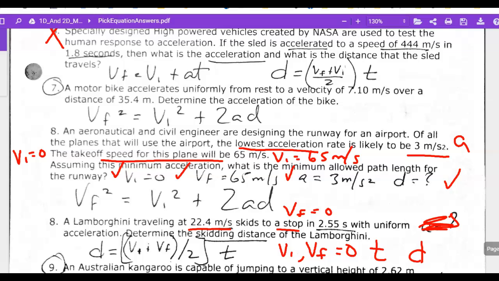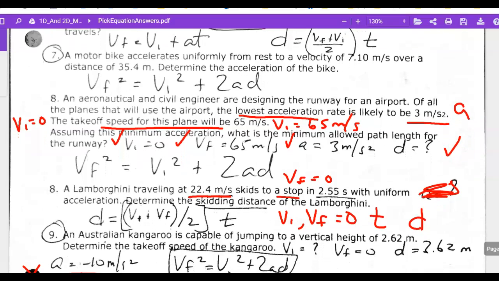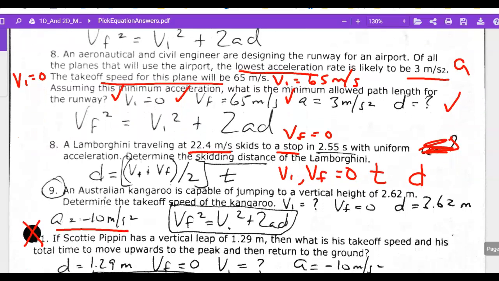Before it lifts off, it has to have a velocity of 65 meters per second. You want the minimum acceleration. What is the distance? Well, the only equation that fits all that stuff is Vf squared equals Vi squared plus 2ad. It fits what you want and what you got. And that's the idea. Does it have what you want and what you got?